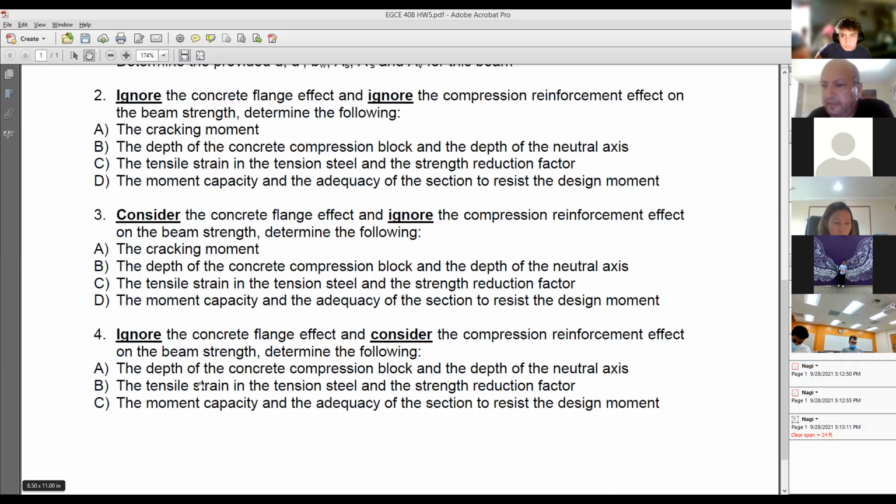Yeah, I'm here. What is the problem with item number 3? Problem 3. This is going to be ignoring compression reinforcement. This is going to be like a T section when you consider the effect of the flange, right? Correct. So actually, the beam is going to be simpler in analysis, and your compression block depth A is going to be very small. What compression block depth did you get?